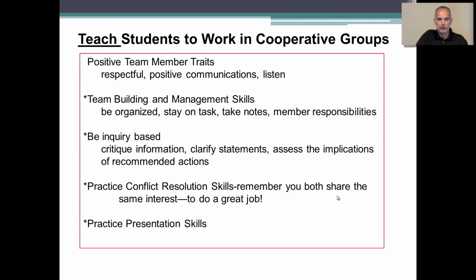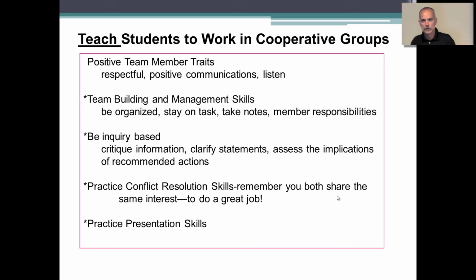Member responsibilities. Again, I request students, when we meet, to decide who's going to be the primary presenter, who's going to be the note taker, who's going to bring copies, etc. I want everyone to have a task. Be inquiry based. I tell students that in their groups, make sure that there are people clarifying statements. There are people thinking about the implications of their work. How are they going to critique information? These are all parts of the process of developing good group products.